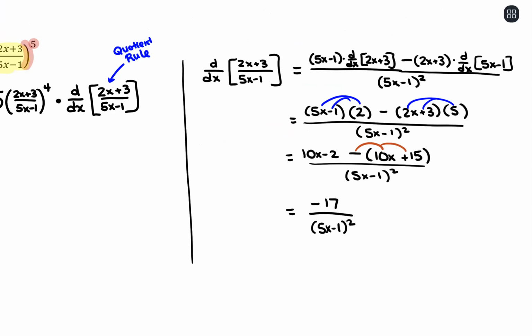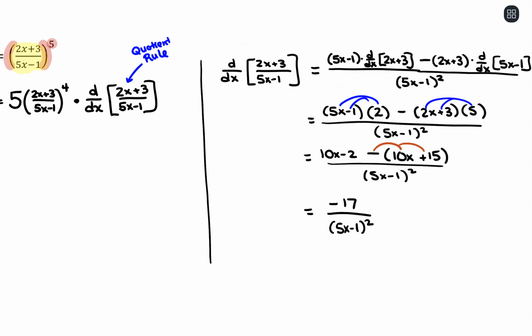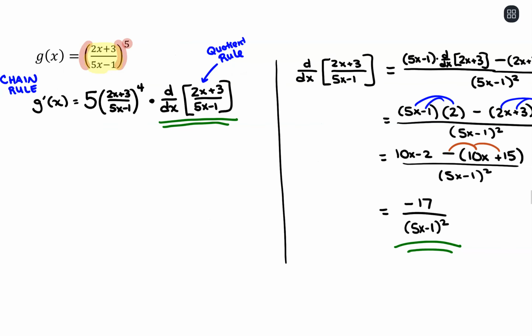And now what I'm going to do is go back to my original spot and make the substitution that the derivative of that quotient is negative 17 over 5x minus 1 squared. So, let's see here. Derivative of 5 times 2x plus 3 over 5x minus 1 to the 4th power times negative 17 over 5x minus 1 squared.